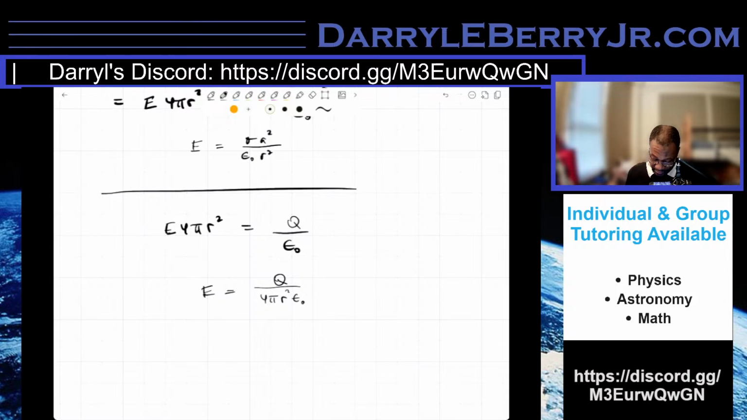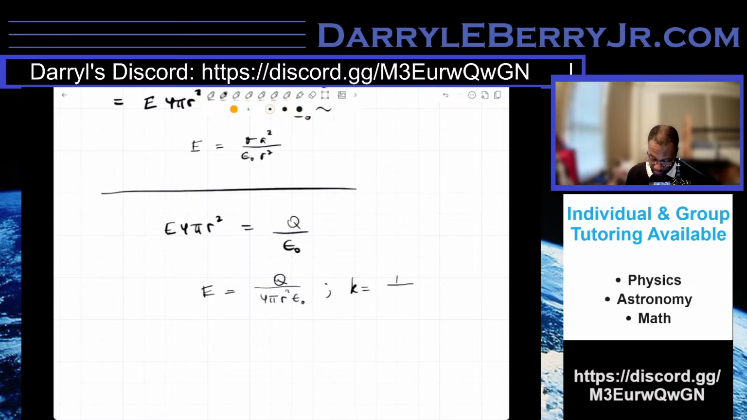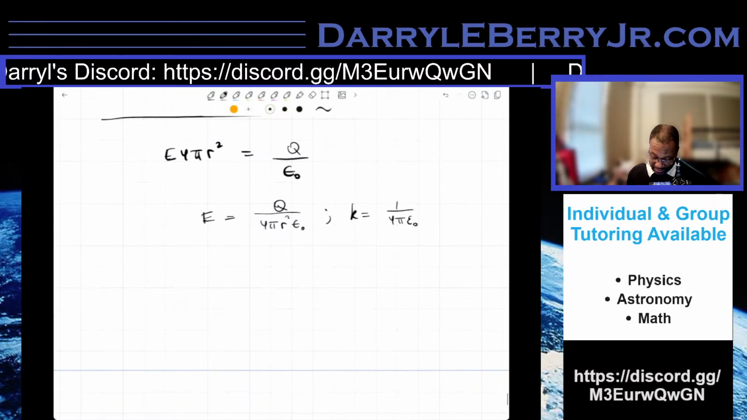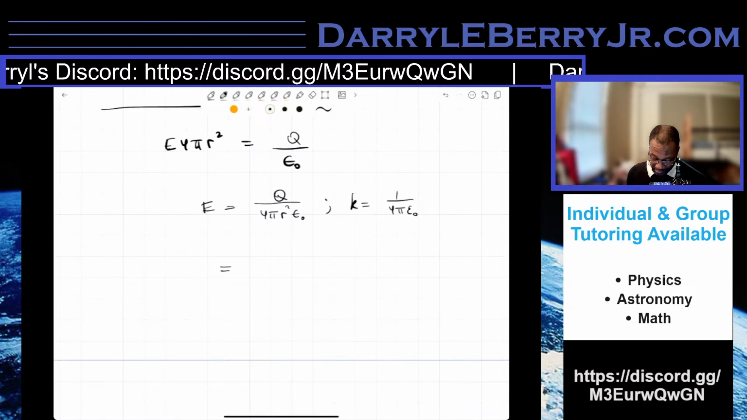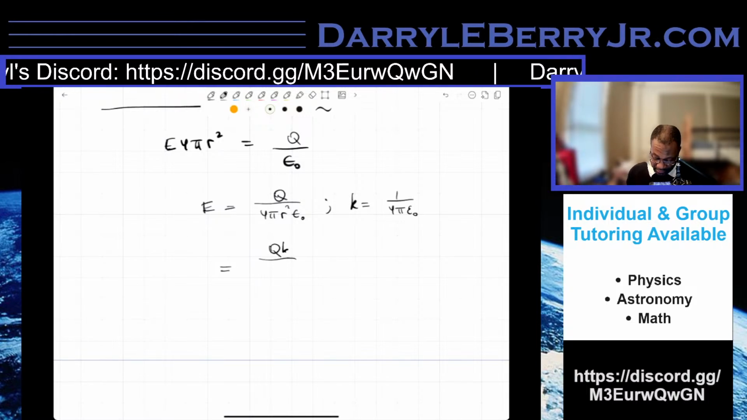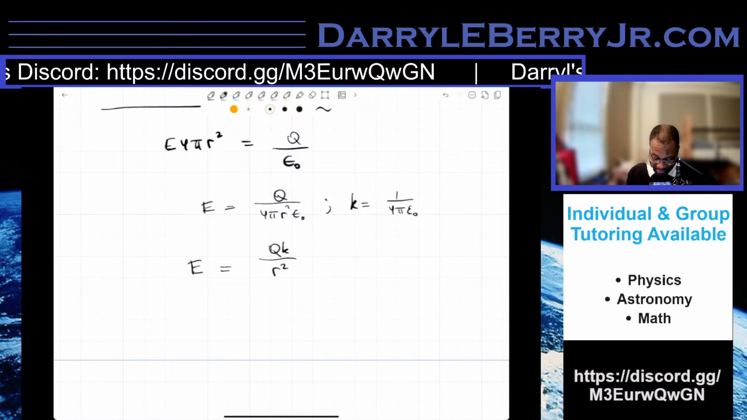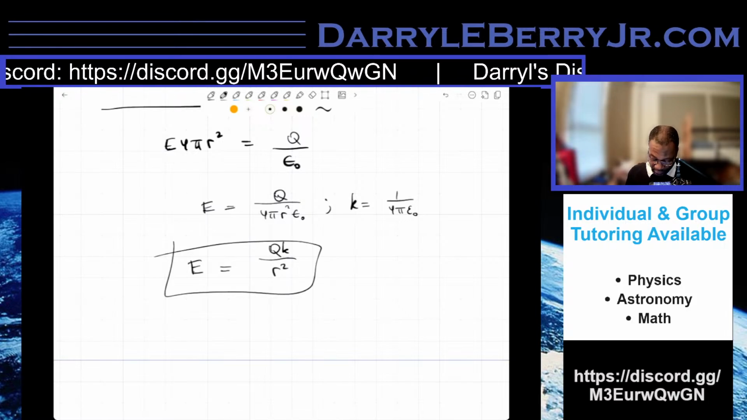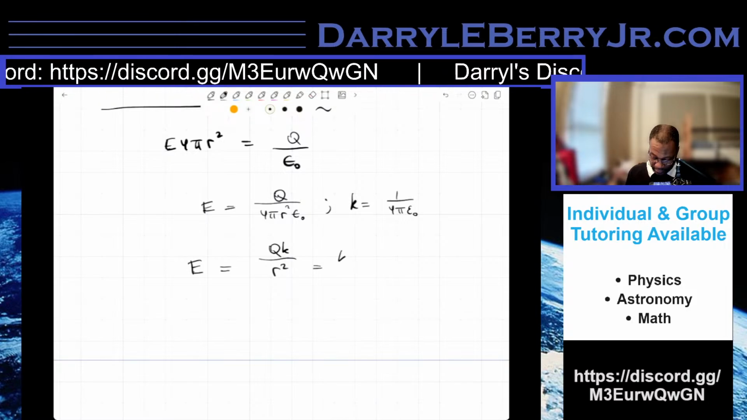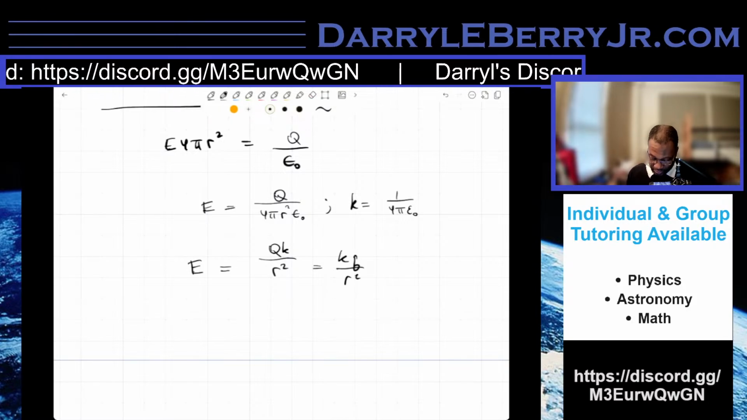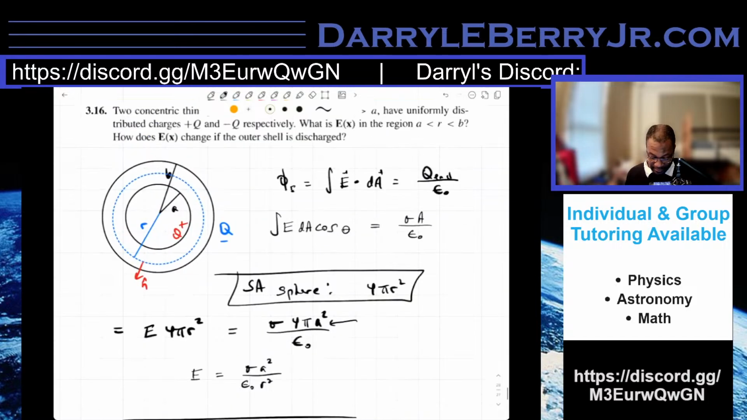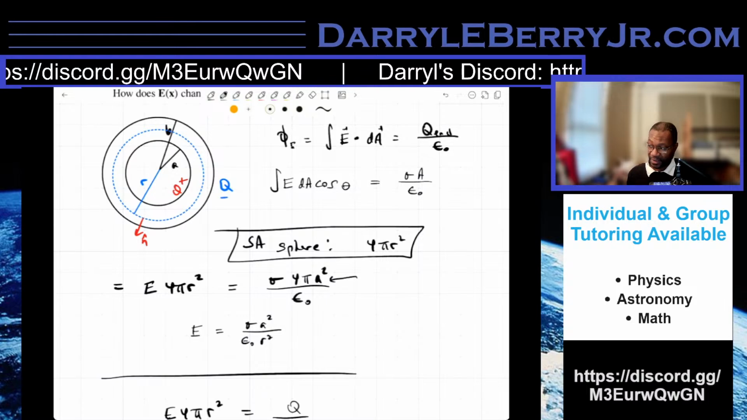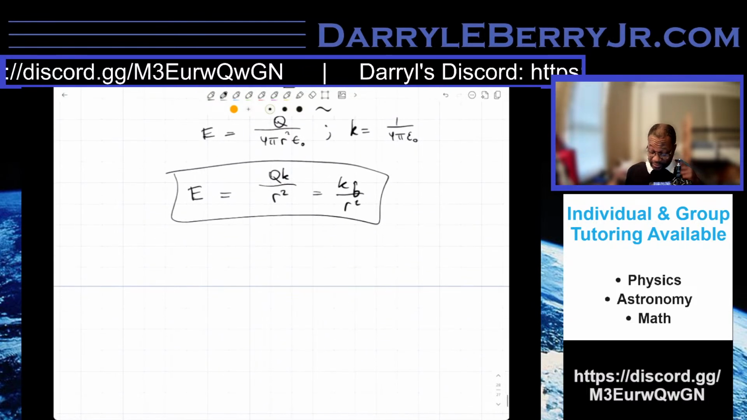Now, K equals 1 over 4 pi epsilon naught. That's the definition of the K constant. It's one of the ways you can break it up. So this is KQ over r squared, and this is actually the definition of an electric field, equals KQ over r squared. So the solution is just showing that a spherical charge equates to having a point charge.